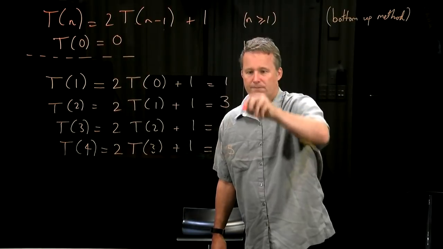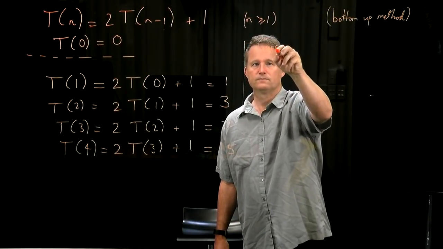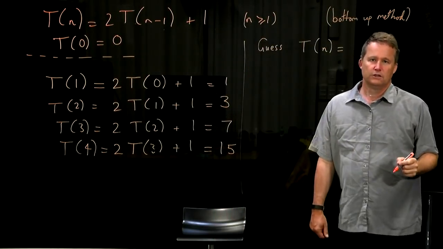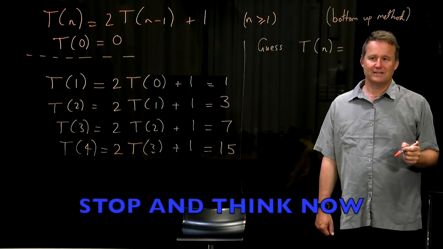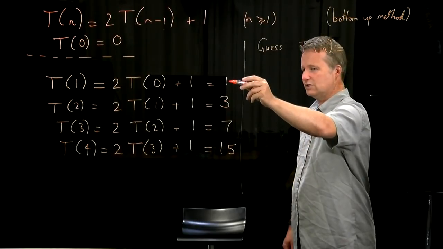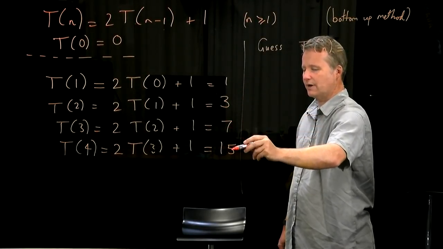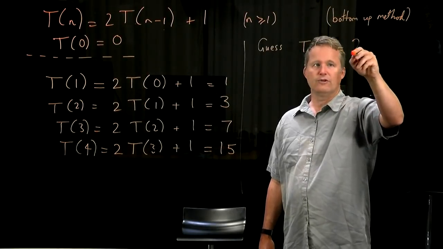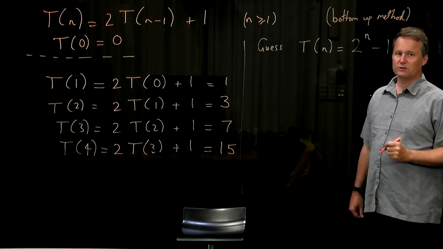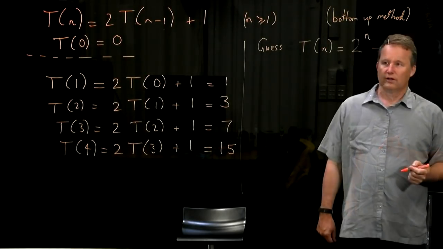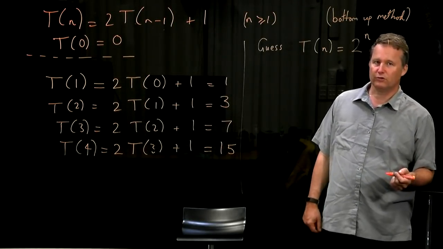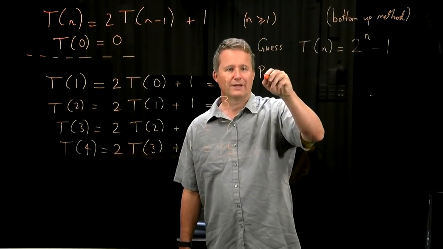So from this, we can guess a formula. Just stop the video for a few seconds and think about what that formula is going to be. I'm going to guess that it's close to a power of 2. This is 2 minus 1, 4 minus 1, 8 minus 1, 16 minus 1, and in fact it's 2 to the n minus 1 is what I'm going to guess. Check that against those first few values of n and you'll see that it fits. Now, that's our guess. We should prove that. We'll prove it by mathematical induction.